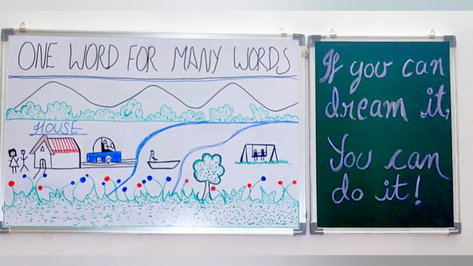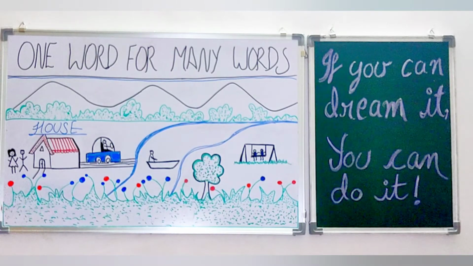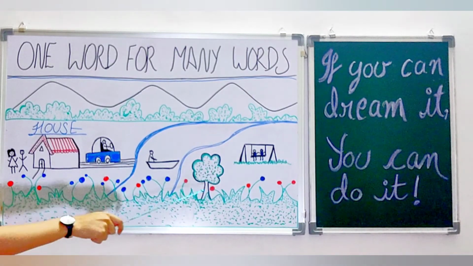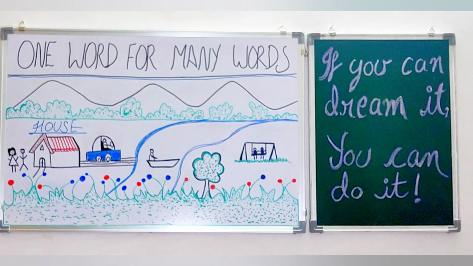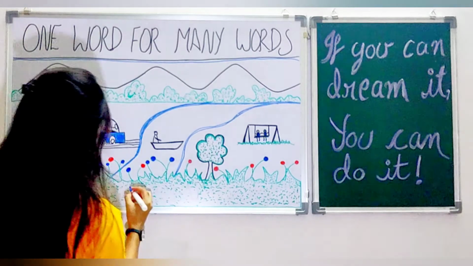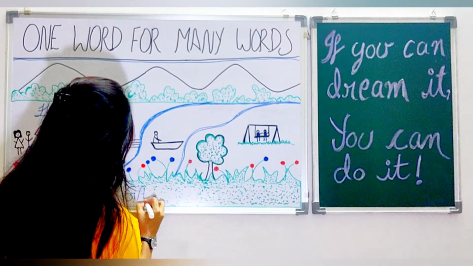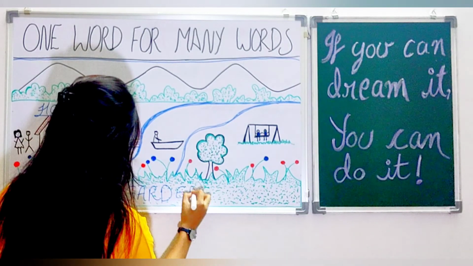Okay, so who can tell me what do we call a place where flowers grow? Can you see here flowers? Look at these red and blue flowers. Can you see here? So what do we call a place where we see flowers? We call it garden. See, this is a garden, right? This is a garden. Okay.